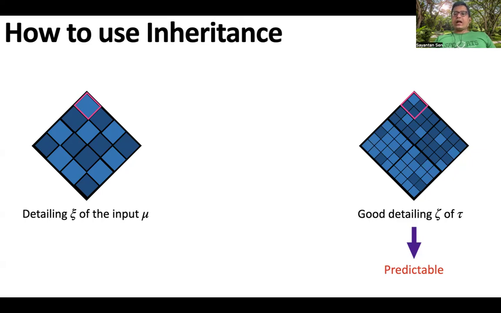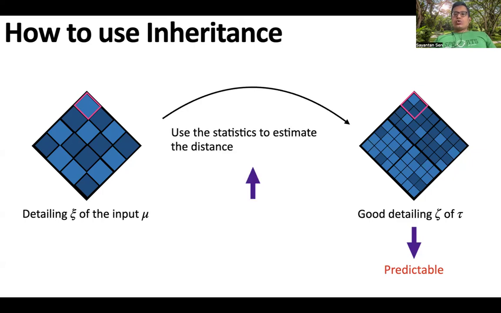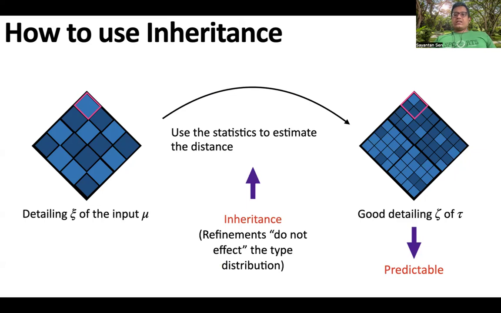Now how do we connect these two distributions? We use the statistics of the detailings to estimate the distribution distance between these two distributions, and the notion of inheritance crucially captures this and helps us prove this result. In a sense, inheritance captures the fact that refinements of bounded size do not change the type distribution too much.